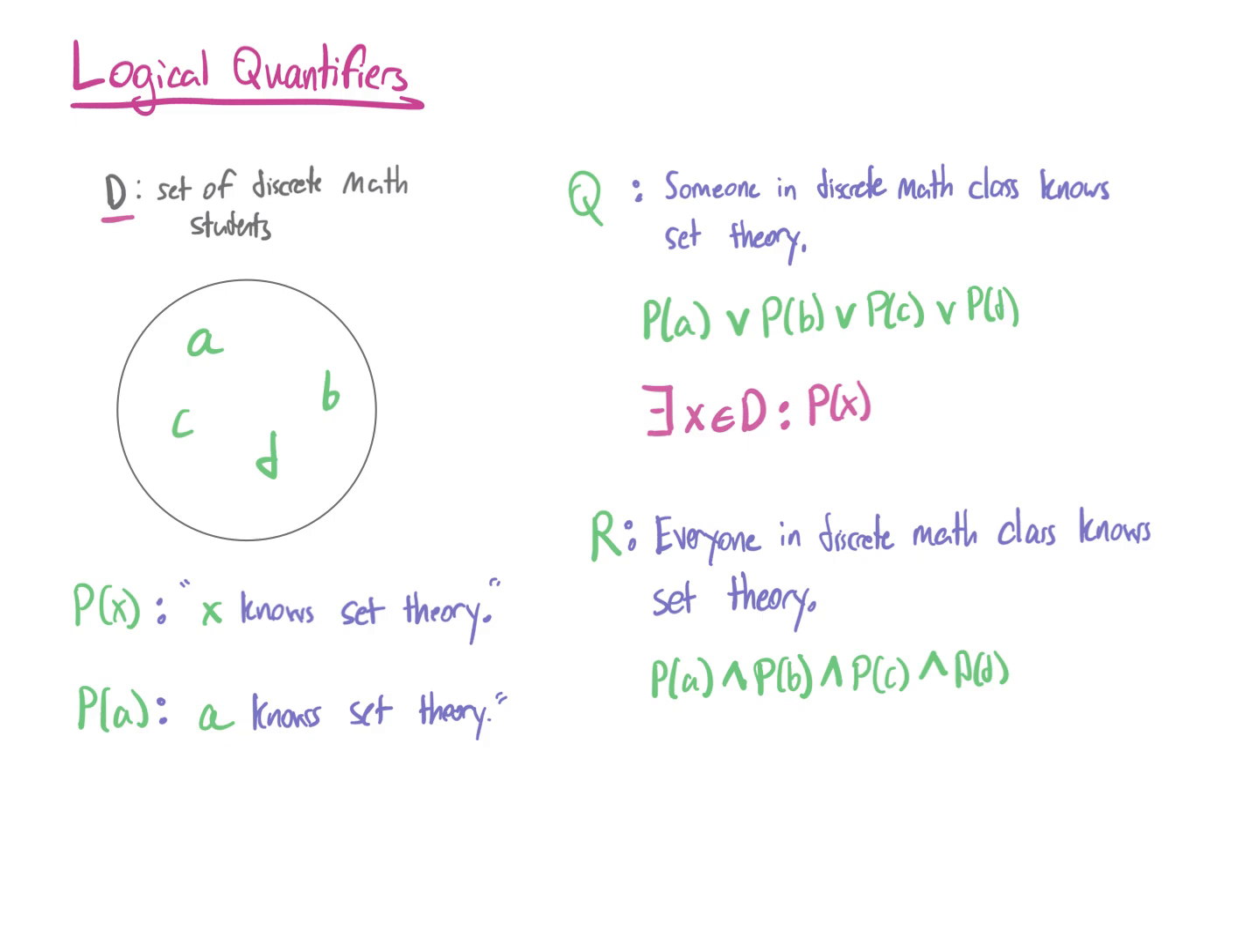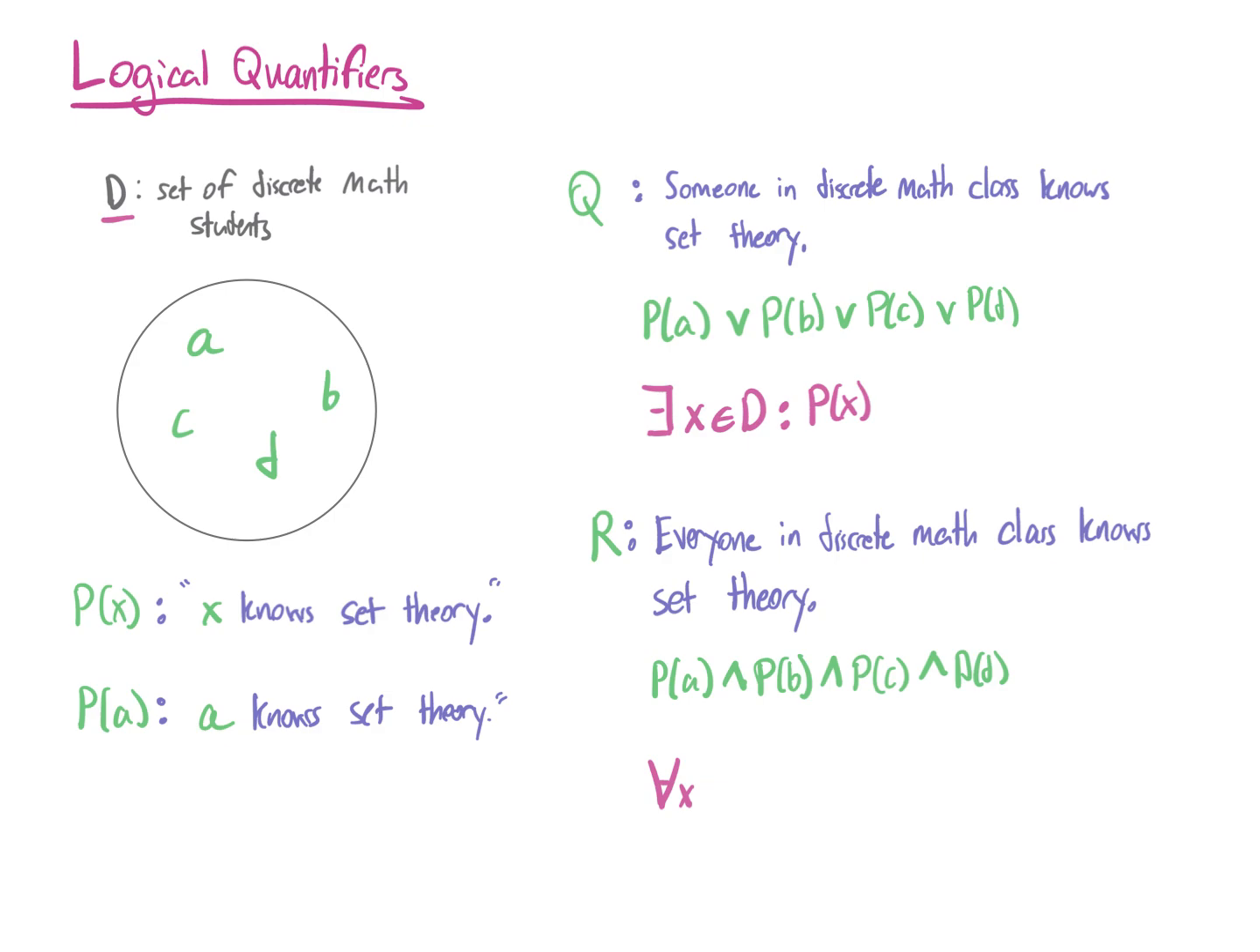Similarly to before, we have a special syntax that allows us to write this more concisely and in a way that will still be correct as a statement of R, the proposition that everyone in discrete math knows set theory, even if someone adds or drops the class. So this time I use this funny symbol which looks like an upside down A, and this symbol is pronounced for all.